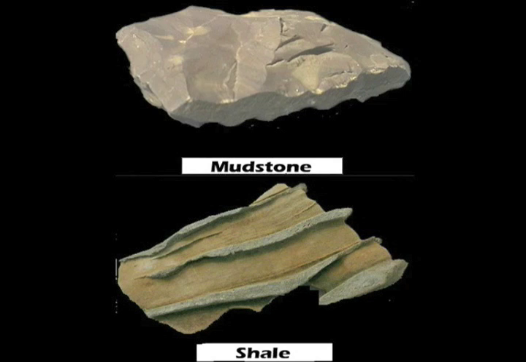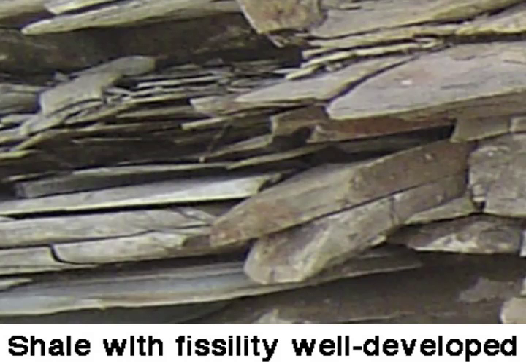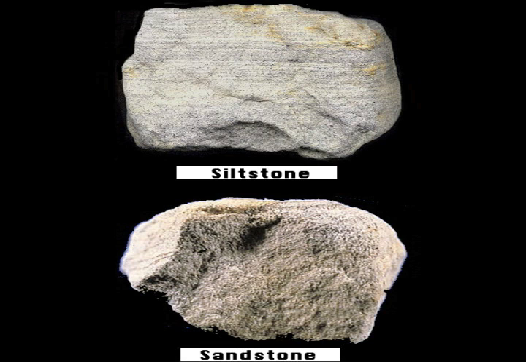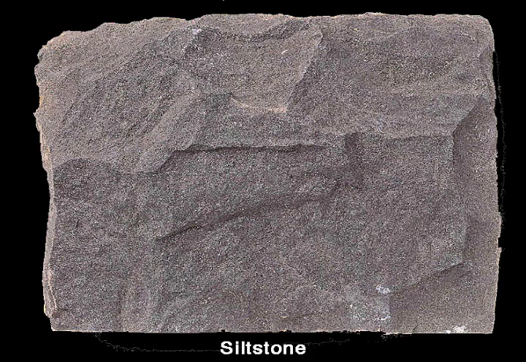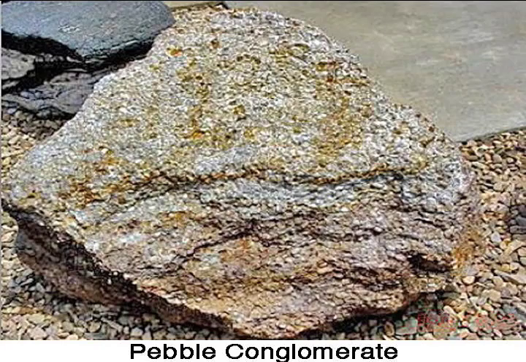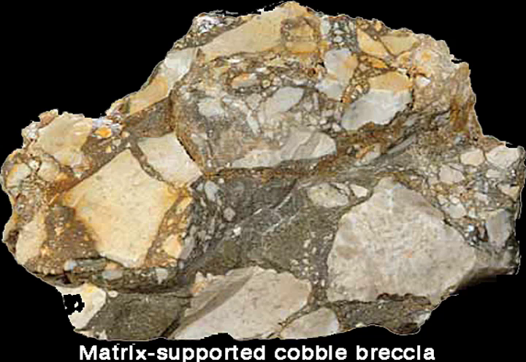Mudstone and shale are compacted clay-sized particles. With increasing pressure, these fine-grained mudstones develop fissility, platy laminae, and become shale. Progressively coarser-grained clastic rocks are named siltstone, sandstone, and conglomerate, their size limits defined by the Wentworth scale pictured. When conglomerate pebbles are angular, the rock is a breccia.